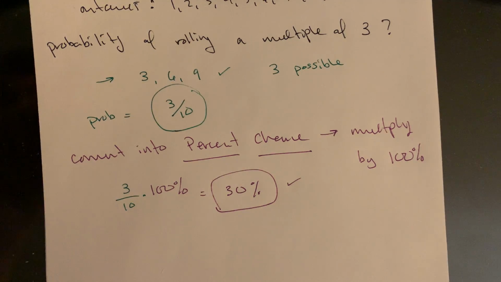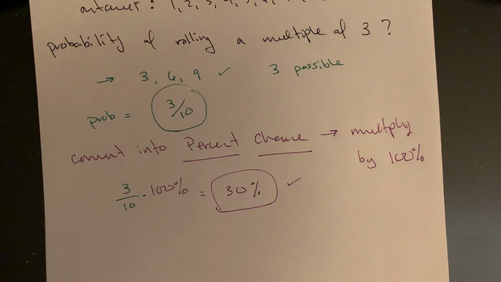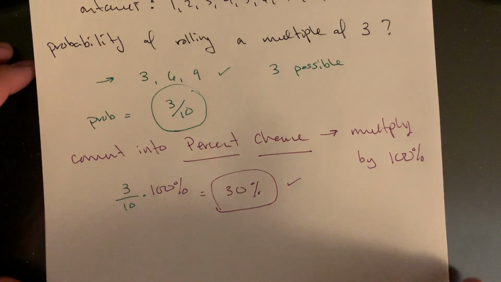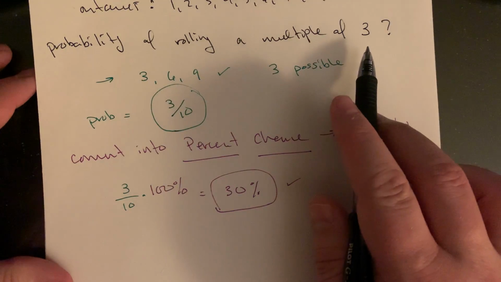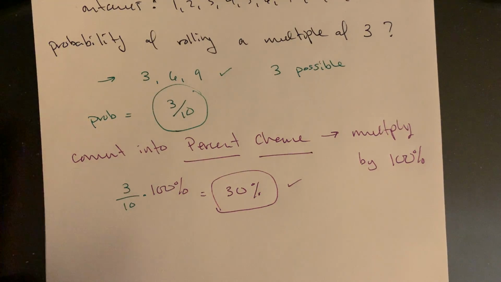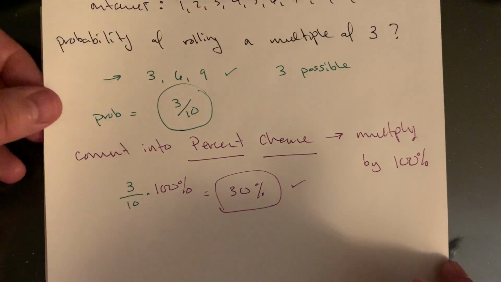So we're just counting up all the possible ways to hit a multiple of 3: 3, 6, 9, right? There are 3 of those possibilities, and so that's the number that ends up on top. It's not that this is a multiple of 3 and this is 3. That's just a coincidence, really, more than anything else.